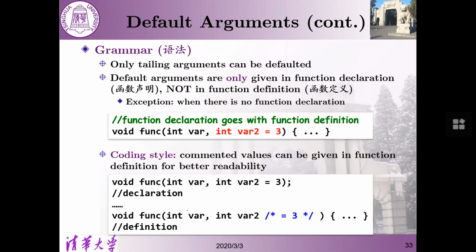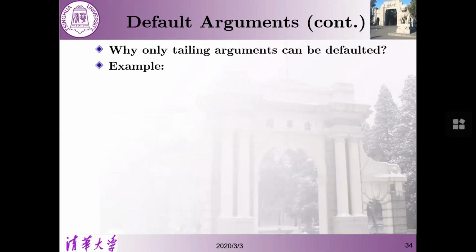So this is the grammar. The grammar is that we can only default the trailing arguments. This is the function declaration, and this is the function definition. We give the default value in the function declaration, and we cannot do that in the function definition. We cannot give the default value here. I think there's something related to this in the Google coding style. Now you can read it and learn more about that.